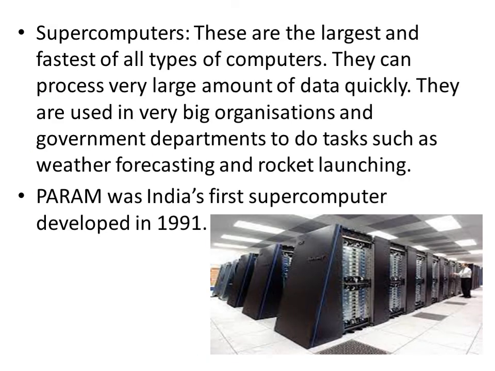Now let us see the other type of computers, which is called supercomputers. These are the largest and fastest of all types of computers. So whatever computers we have learned so far, like mini computers, mainframe computers, right? Supercomputers are faster than all these computers. They can process a very large amount of data quickly. They are used in very big organizations and government departments to do tasks such as weather forecasting and rocket launching.